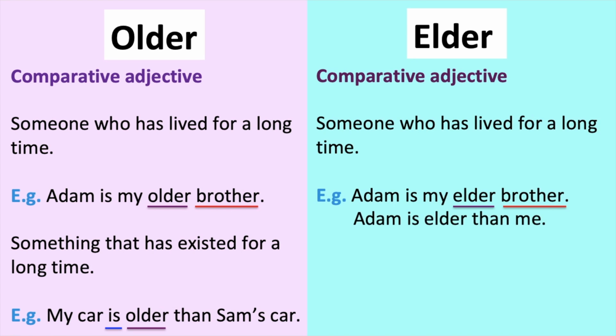We can't say Adam is elder than me. This is incorrect. Instead, we can use the adjective older. Adam is older than me. Here we have a predicative adjective because the adjective comes after the linking verb. Another example is, my elder sister is a teacher.